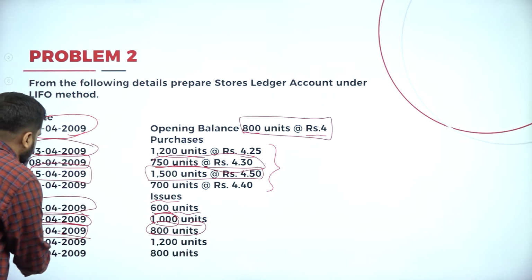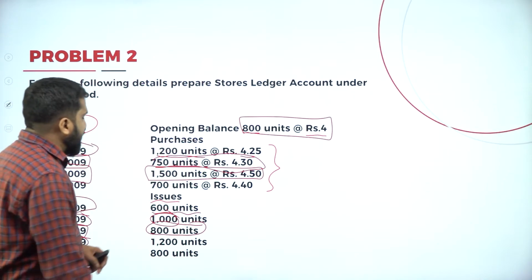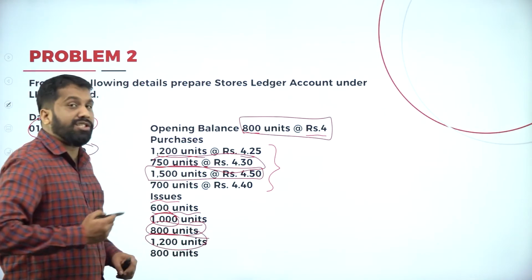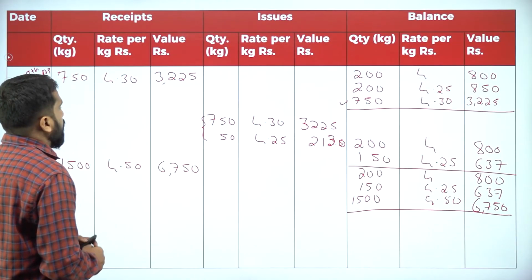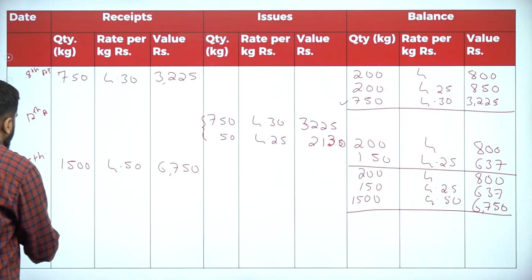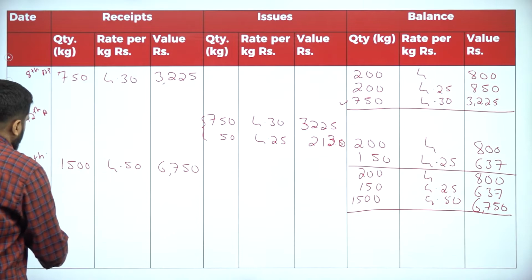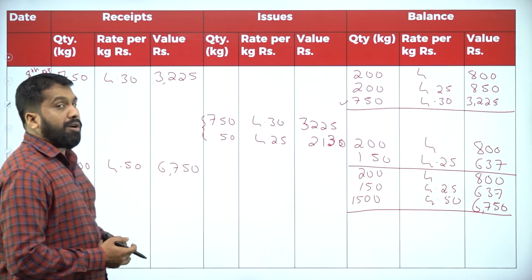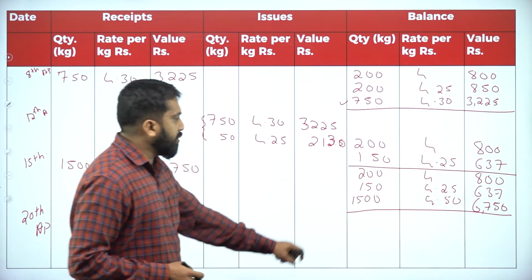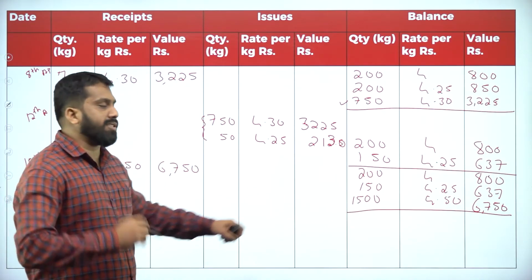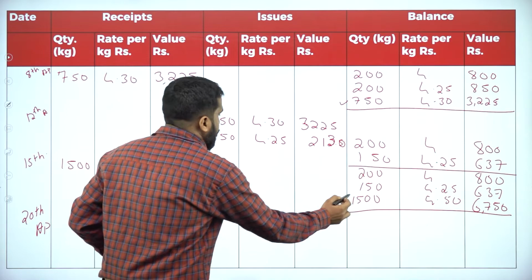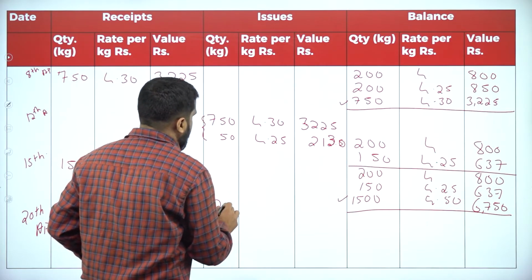Next will be 20th April. 1200 units are issued. I'll come back. So 20th April, how much issued? 1200. How much do we have here? 1500. How much did we need? Only 1200. Now, out of this, take 1200.